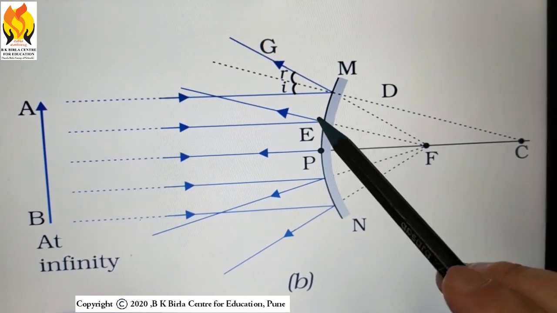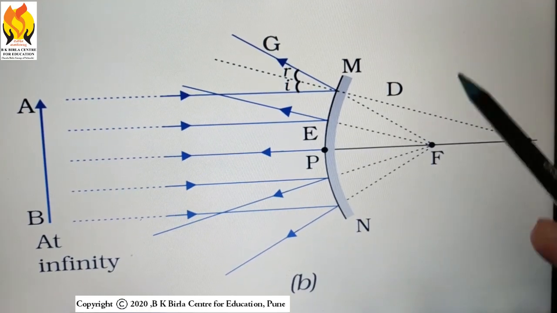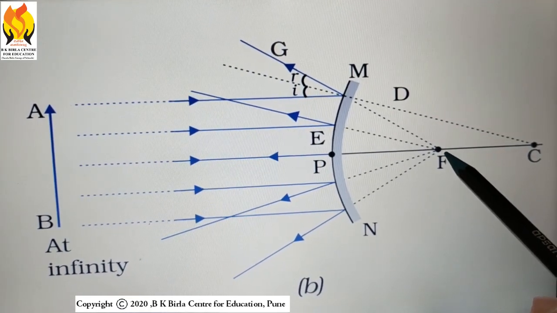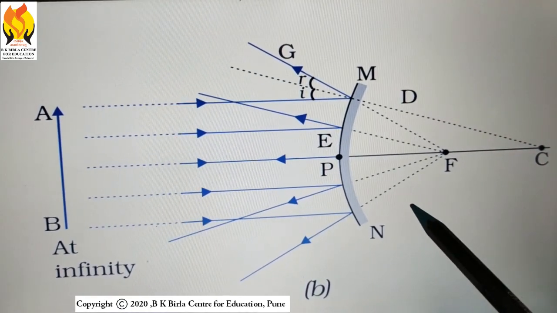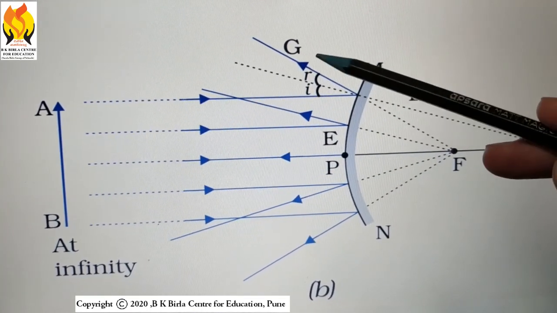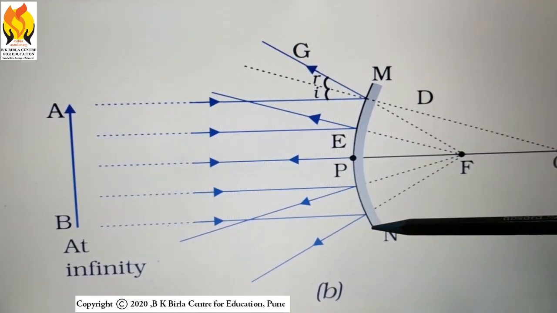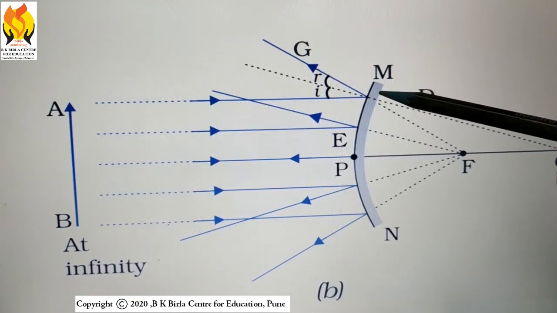and the virtual image is an erect image, and it is formed on the right side of the mirror. This is the left side of the mirror, this is the right side of the mirror. And this mirror is also called the diverging mirror because it diverges the rays of light after the reflection from its reflecting surface. So this is the diverging mirror. Thank you.